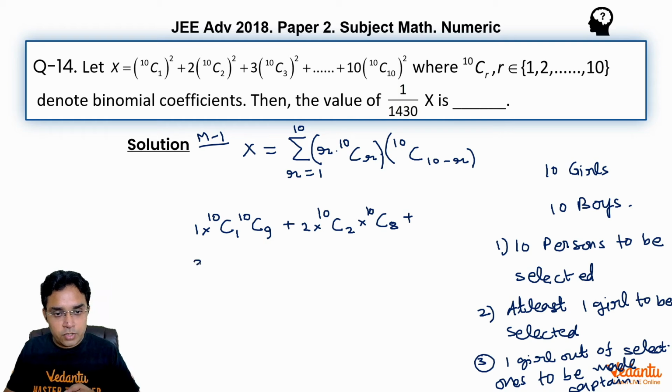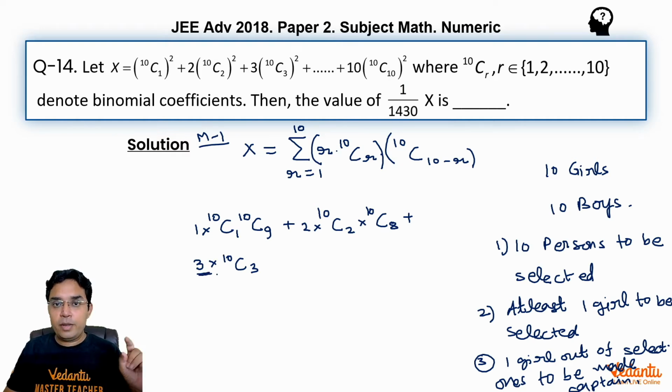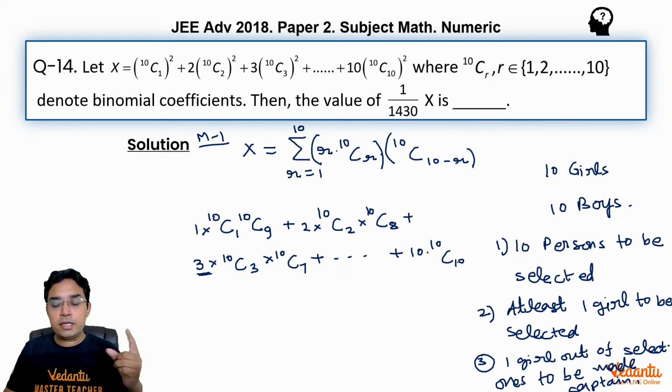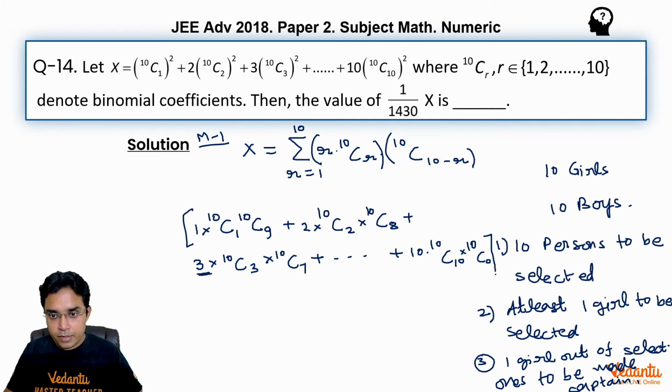Similarly, if we select 3 girls, that will be done by 10C3, and making one of them captain will be done in 3 ways, and then out of 10, 7 boys are to be selected, and so on. In the end, you will have 10 into 10C10 for 10 girls and 1 captain, into 10C0, because no boy needs to be selected now. Now you can check this summation which I have written. It is exactly what x is. Now we need to find this x.